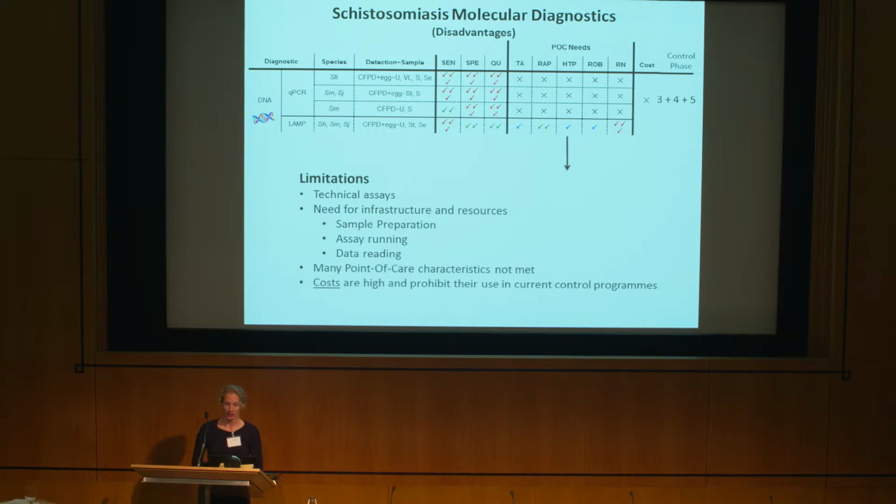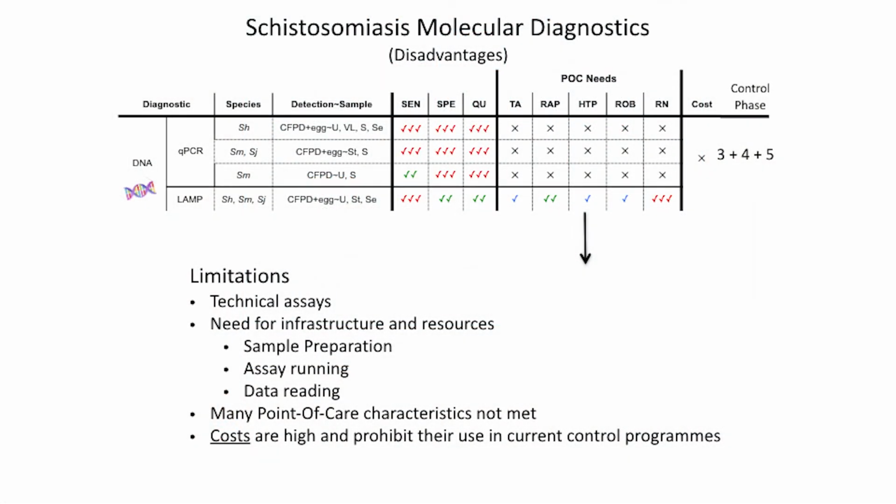And again, the big hurdle is cost, because these assays are very expensive per sample. And currently, especially for schistosomiasis, they're really prohibiting their use in current control programs. So I've been working on a diagnostic known as recombinase polymerase amplification, RPA.